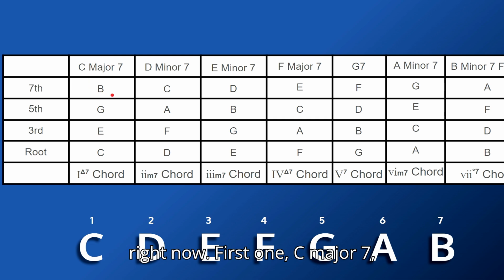First one, C major 7. Pretty. D minor 7. E minor 7. F major 7. G major 7. Very important chord. A minor 7. B minor 7 flat 5, aka B half diminished. Really love 7th chords.